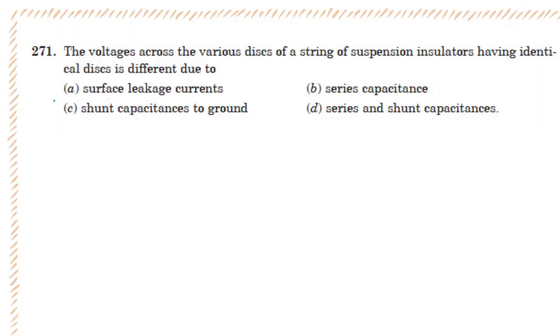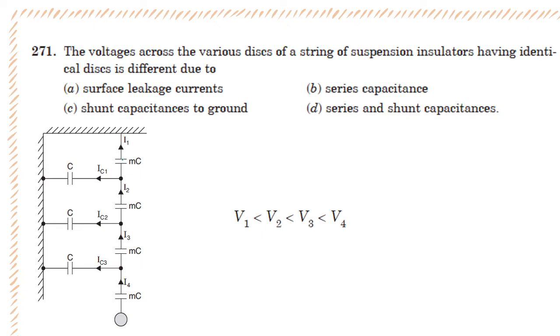Let's look at the first question, the 271st question. The voltage across the various discs of a string of suspension insulators having identical discs is basically different due to dash. The question is asking why the voltage across each disc in the string of insulators is different. The voltages are not the same, they are in this manner.